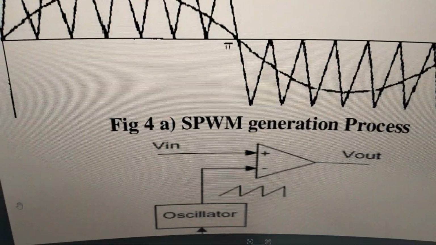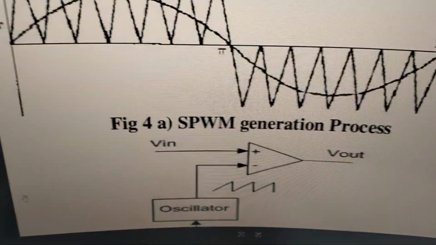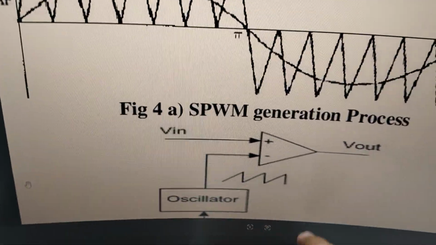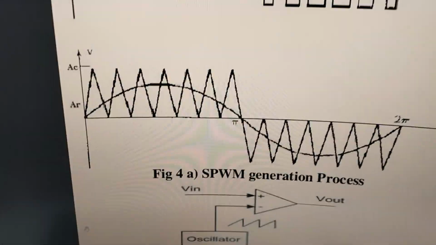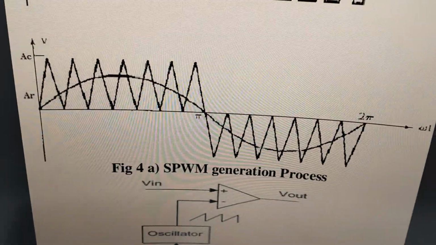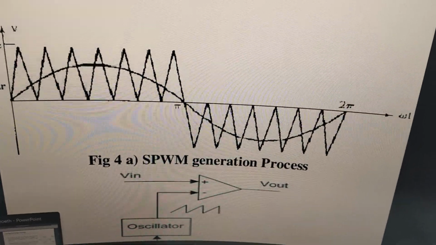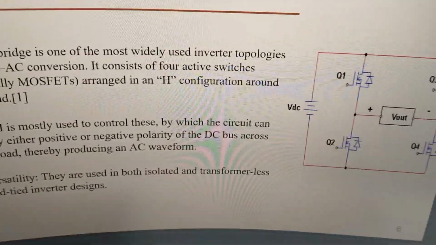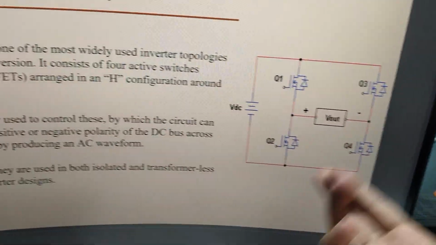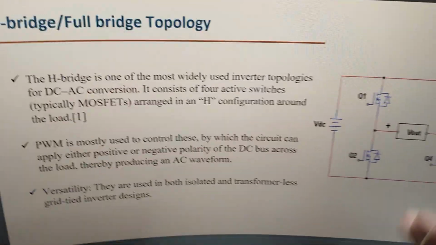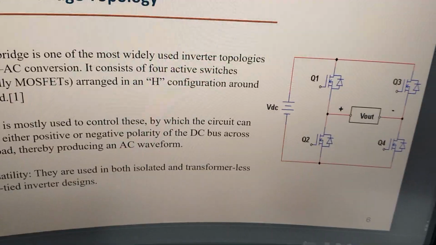So yeah, you give your reference and the oscillator generates the ramp or triangle, in this case a triangle, and you get the output as your pulse train. What you can do is drive a MOSFET, or a set of MOSFETs, with this. And the most famous and most classical topology is the full bridge, or you can call it the H bridge. Those are the two most famous names.